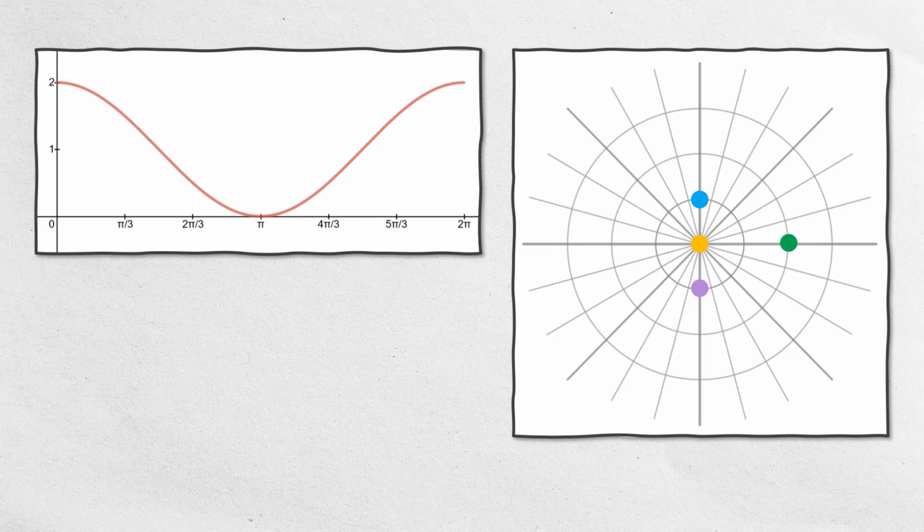Now, only having these 4 key points may not be enough to graph the polar curve. So we start looking at some other easy points. For example, from the graph, we can see that we have a y value of 1.5 at pi over 3. So we have a point (1.5, pi over 3). And by symmetry, we get another point here.